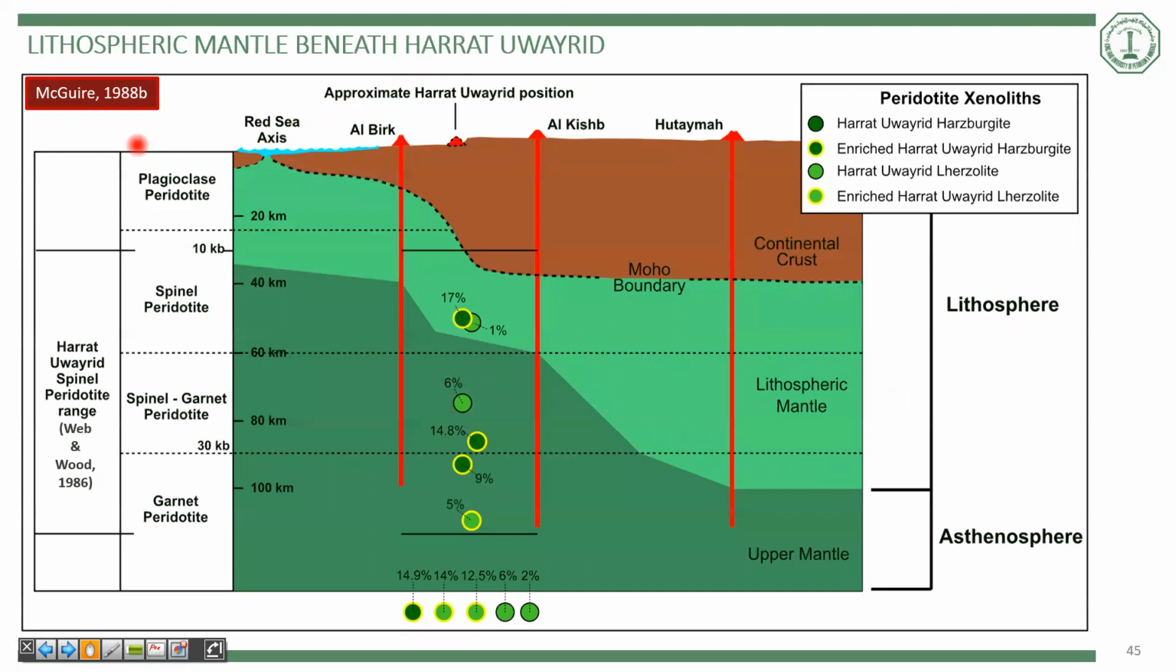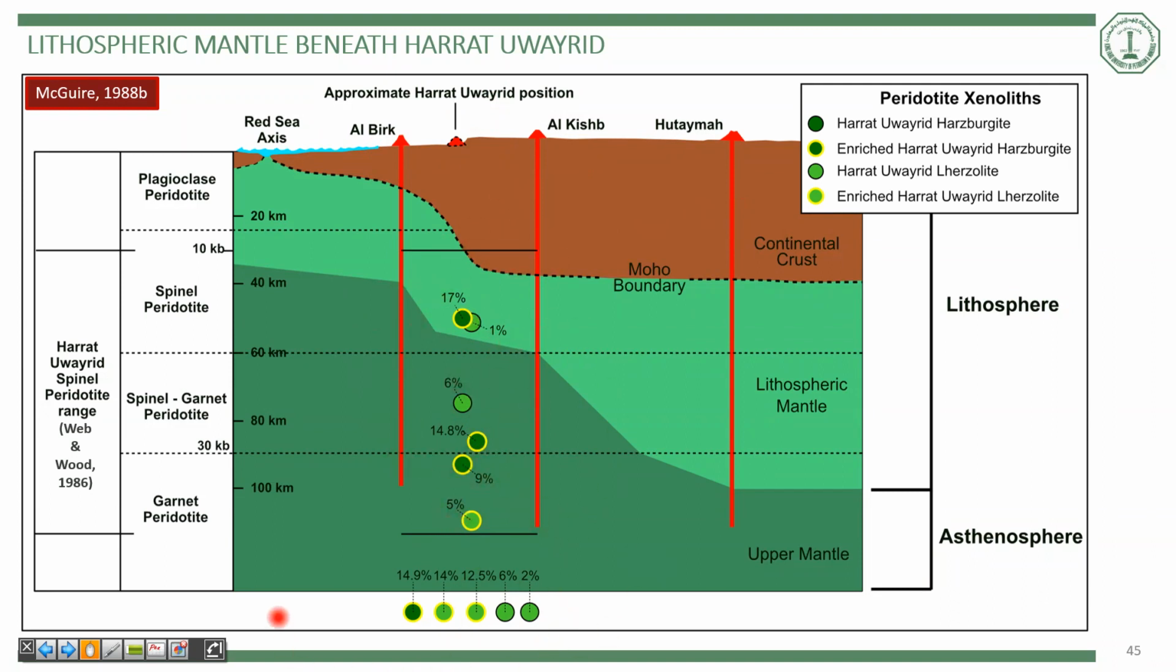Finally, this is a cross-section of the interior beneath the Arabian plate from Maguire 1988. We see the Harrats, and the approximate Harrat Uwayrid position is between Al-Birk and Al-Kishf. We see here that the xenoliths don't have any particular cluster. The harzburgites are distributed nicely from top to bottom. Also, the yellow outline on the harzburgites shows enrichment, and the enrichments are also distributed evenly from top to bottom.